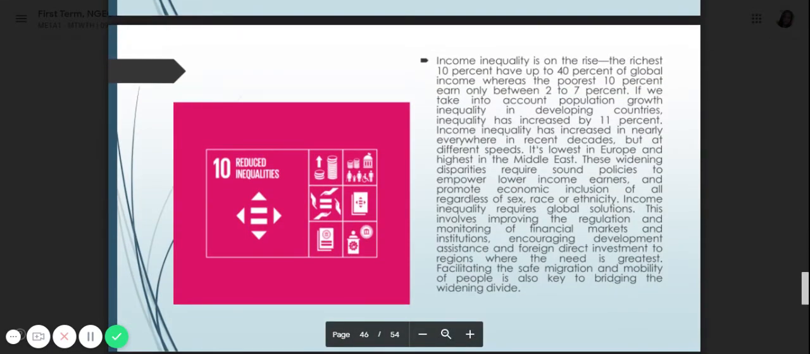Number 10, reduced inequalities. Income inequality is on the rise. The richest 10% have up to 40% of global income, whereas the poorest 10% earn only between 2 to 7%. If we take into account population growth, inequality in developing countries has increased by 11%. Income inequalities have increased nearly everywhere in recent decades, but at different speeds.